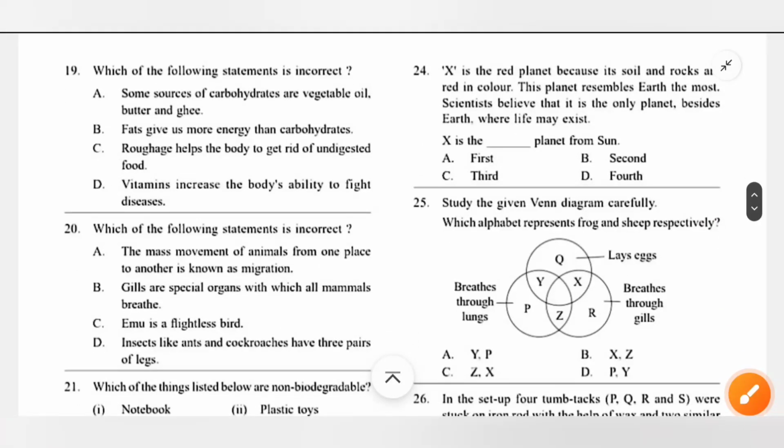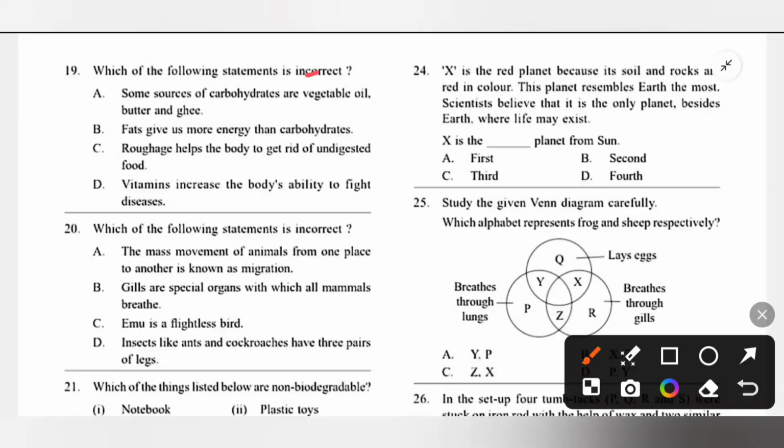19th one, which of the following statements is incorrect? Okay, so we need to select the incorrect statement. A, some sources of carbohydrate are vegetable oil, butter and ghee. It is the incorrect statement because vegetable oil, butter and ghee are sources of fat, okay, not carbohydrate.